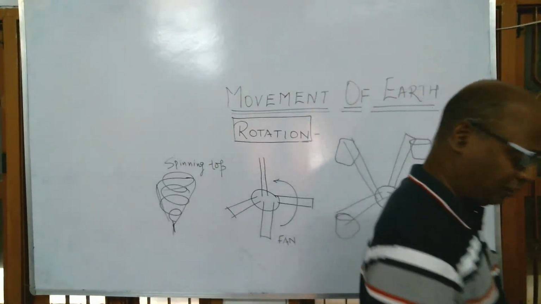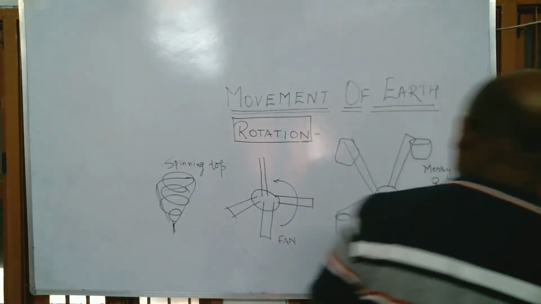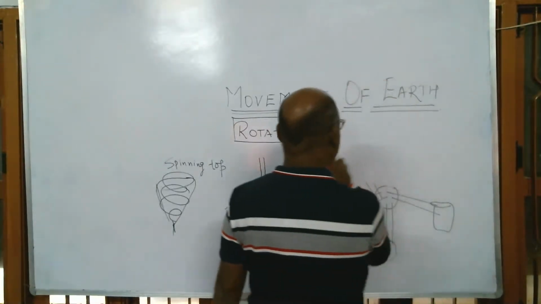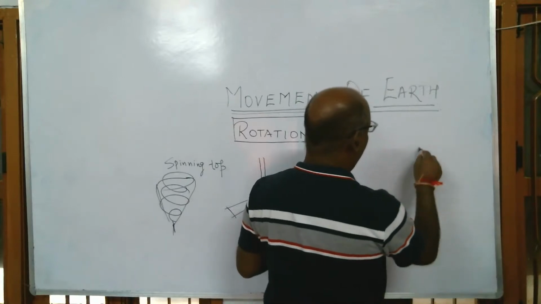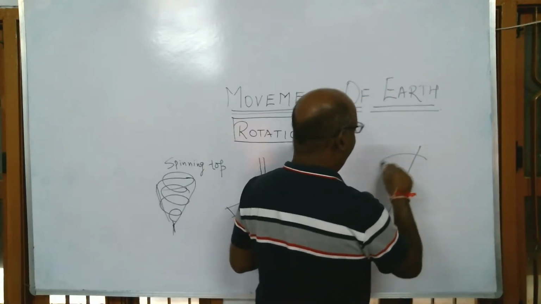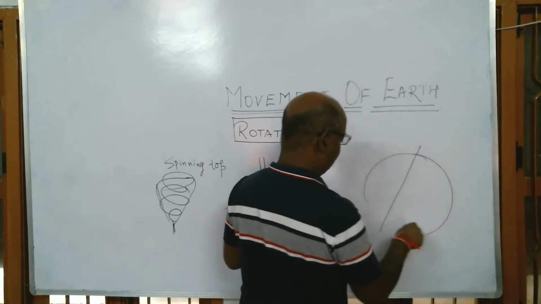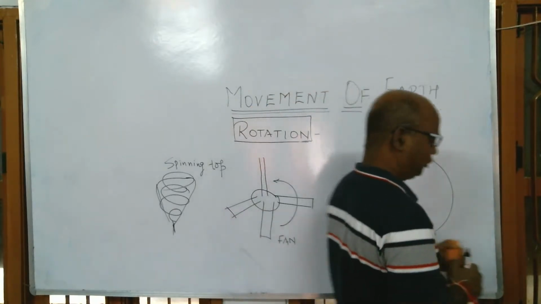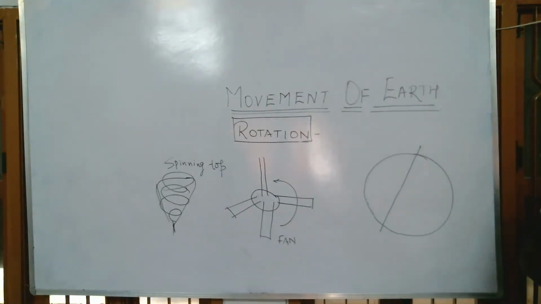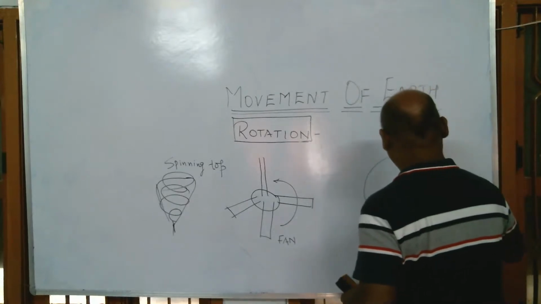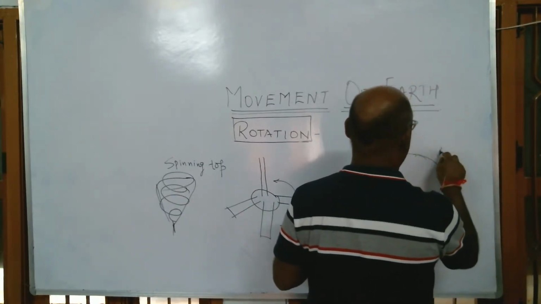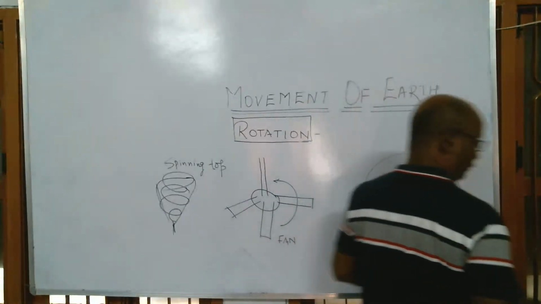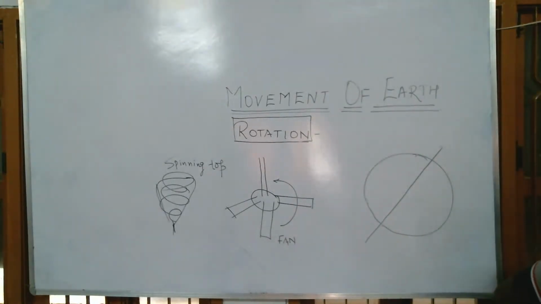But just think of an imaginary axis passing through the Earth. It is rotating around itself. Now the next question: how many hours does Earth take to complete one rotation? How many hours does Earth take to complete one rotation? Yes. Vanshika Sai, your correct answer.